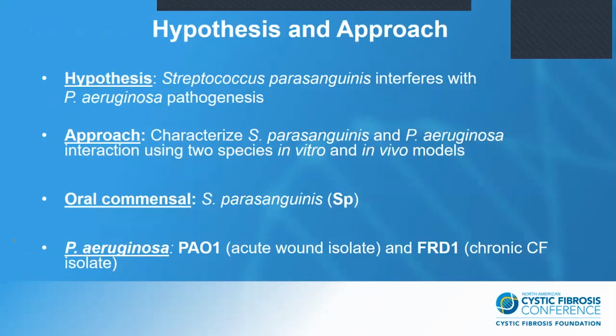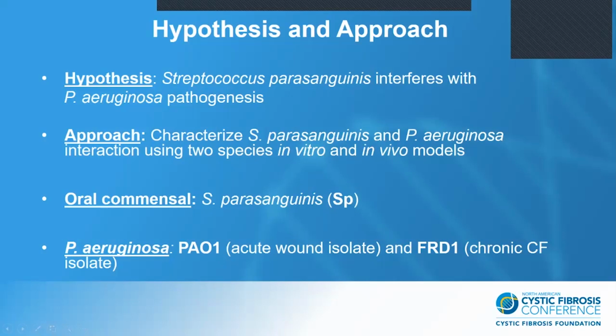And so we've hypothesized that Strep parasanguinis interferes with Pseudomonas pathogenesis, particularly because we know that Pseudomonas is a major pathogen in the CF lung, and we believe that parasanguinis might somehow interfere with Pseudomonas aeruginosa virulence. The approach that we take to study Pseudomonas aeruginosa and Streptococcus parasanguinis interactions is to use in vitro and in vivo models to study how they impact one another.